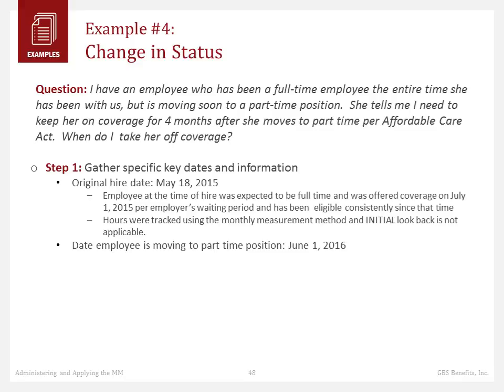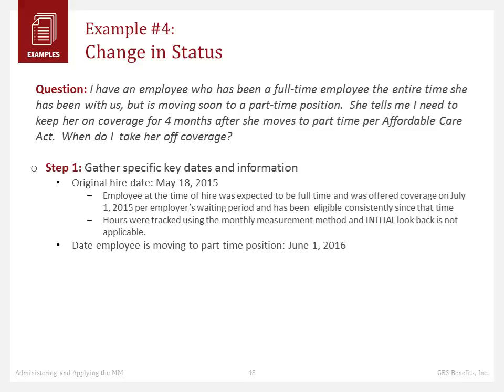The original hire date for this particular employee was May 18, 2015. Employee at the time of hire was expected to be full-time and was offered coverage on July 1st per this particular employee's waiting period. So their waiting period was first of the month following 1 full month, and that's why they were put on July 1. Hours were tracked using the monthly measurement method, of course, because she was reasonably expected to be full-time at the time of hire.